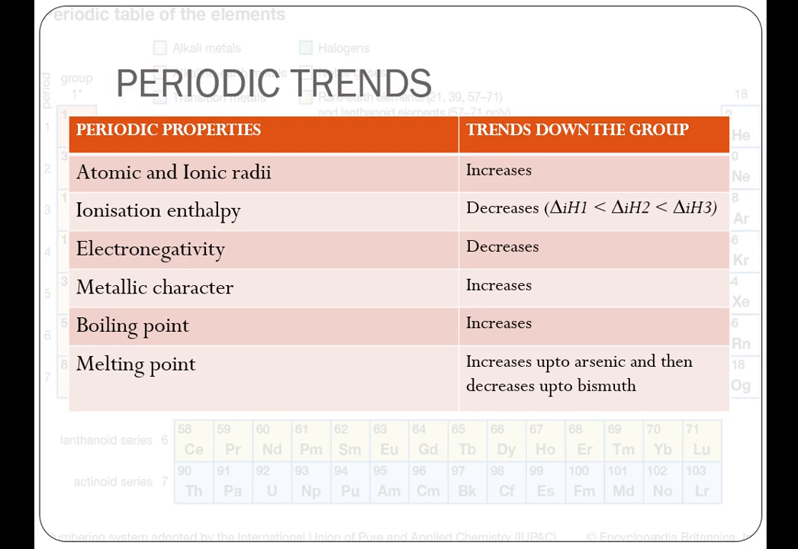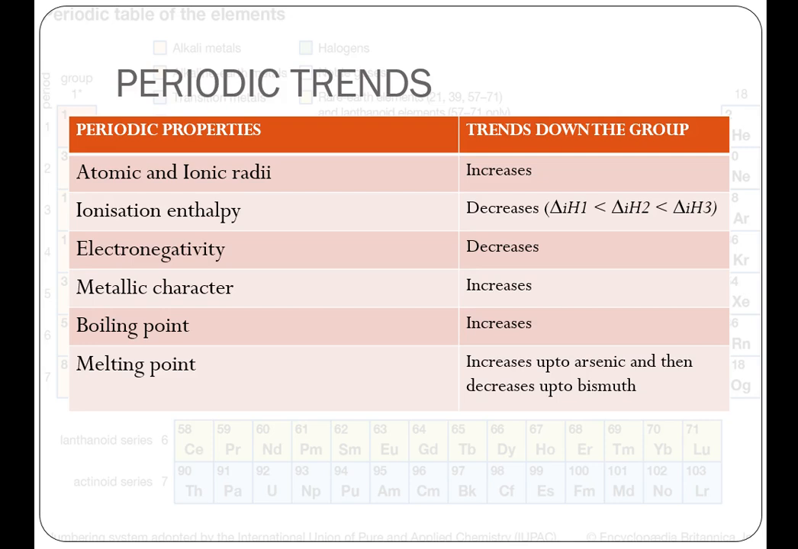Ionization enthalpy decreases down the group due to gradual increase in the atomic size. Ionization enthalpy of group 15 elements is much greater than those of group 14 elements in the corresponding periods. Third ionization enthalpy is greater than second ionization enthalpy, which in turn is greater than first ionization enthalpy. Electronegativity value also decreases down the group.